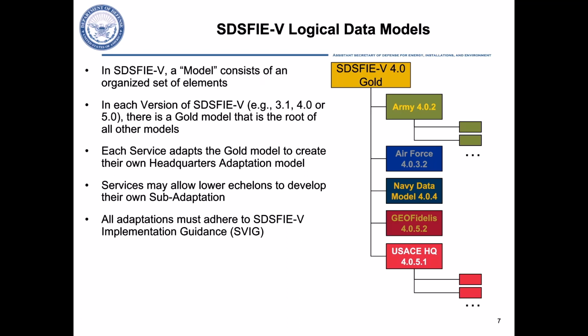To achieve this interoperability but provide flexibility for components, there is a model hierarchy within any version of the model. The Gold version is at the top of this structure, with component-specific models derived or adapted from the Gold parent. Components can then further tailor the model for specific elements of their organizations through the adaptation process, which will be explained in more detail later in this presentation. Both the Gold LDMs and their adaptations must adhere to the rules specified in the SDSFIE-V Implementation Guidance, or SVIG, to ensure interoperability.